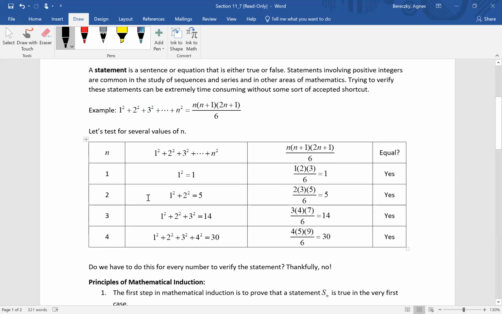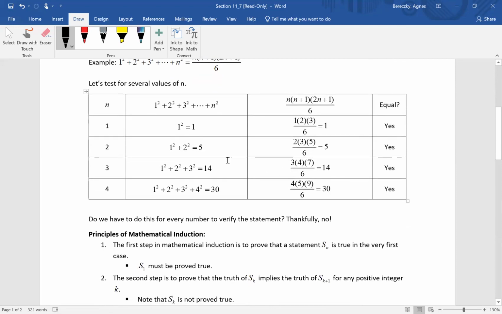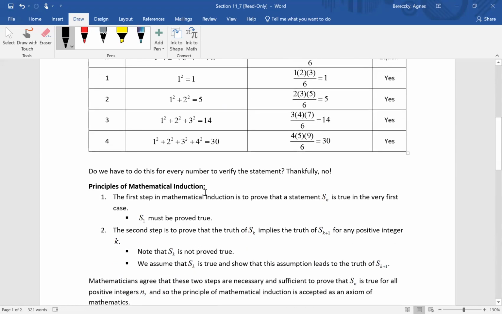If we plug in 2 for n, we also find that the statement is true. If we plug in 3 for n, we do find that the statement is true. 4 for n, the statement is true. Do we have to do this for every number to verify the statement? Thankfully, no. Principles of mathematical induction.